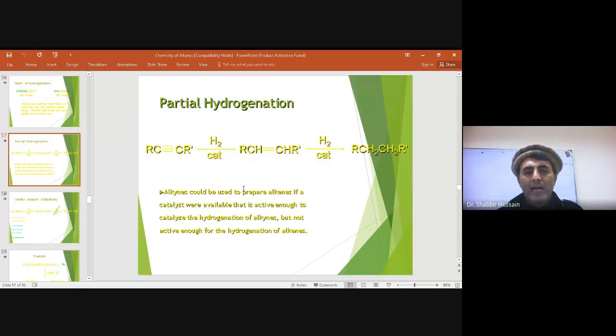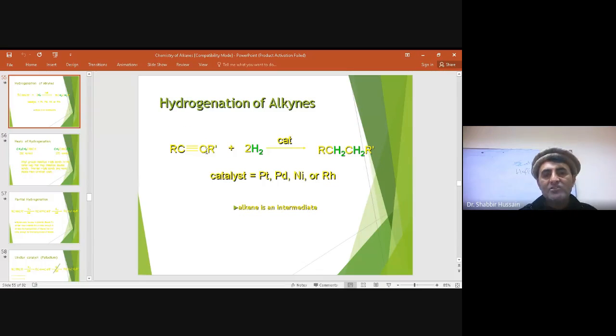When alkyne is hydrogenated in the presence of a catalyst such as palladium, nickel, or rhenium, what will happen? It converts into alkane, right? In this stage, there is an intermediate alkene formed. Intermediate means an unstable species or unstable product that is further hydrogenated into alkane, right? So we cannot prepare alkene from alkyne in a normal hydrogenation reaction, right?